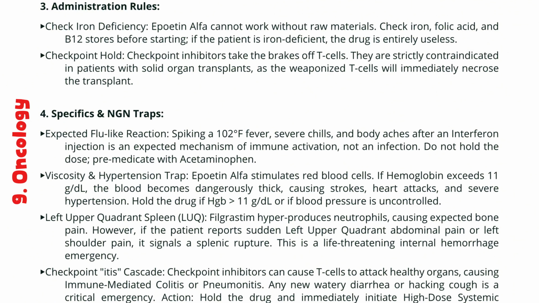Checkpoint inhibitors carry their own escalating trap. Because they unleash T cells against cancer, those same T cells can turn on healthy organs, causing immune-mediated colitis or pneumonitis. New watery diarrhea or a hacking cough on one of these drugs is a critical emergency. Hold the drug and start high-dose systemic corticosteroids immediately to stop the body from destroying itself.